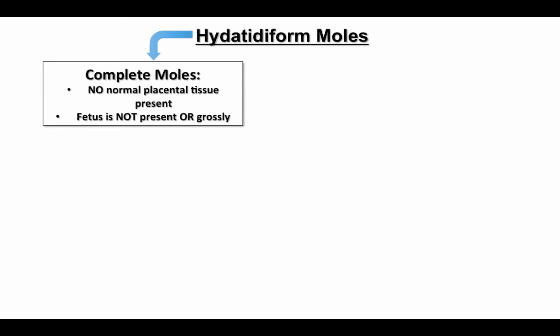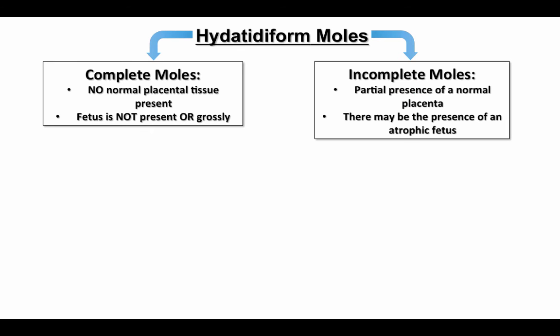So let's talk about complete moles quickly. With complete moles, again, no normal placental tissue is present. The fetus is not present, or even if you do have one, then it's grossly malformed. And then again, you have the incomplete or partial moles, and they're called partial because you have the partial presence of a normal placenta, and there may be a small atrophic fetus as well.